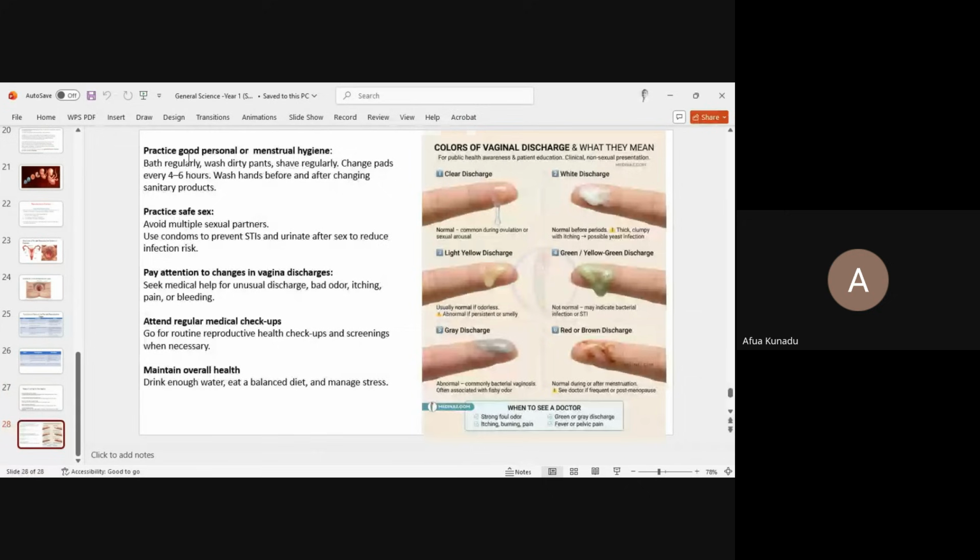And then practice good personal or menstrual hygiene. So during your menses, be bathing regularly, wash your dirty panties, change your pads and all that. And then you should shave regularly. Shaving is very good. As a lady, you have to shave. You don't leave that place into an Amazon forest where you'll be rearing grass cutters and all that. Because when you keep that place bushy, it traps bacteria and generates a lot of heat.